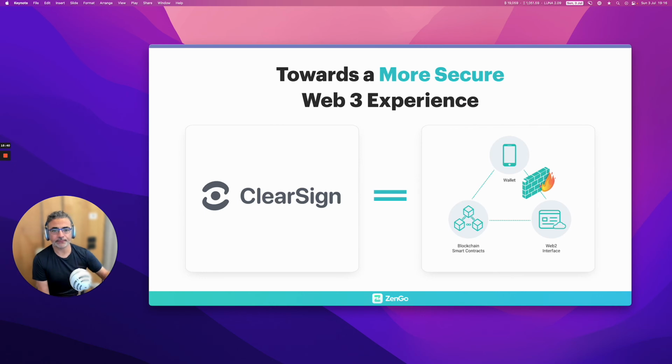Okay? So the vision for ClearSign is very simple: to bring the world of Web3 toward a more secure user experience, where the wallet, the dApps, the smart contracts, and the interfaces are interconnected together, but there is this ultimate point of connection, which is the wallet, and it protects you from making bad decisions. It helps you be better informed, and it protects you against rogue attacks.